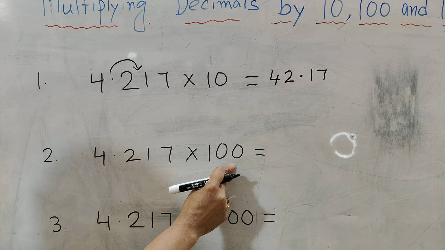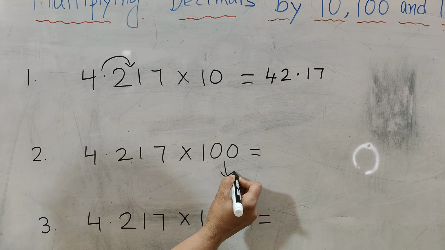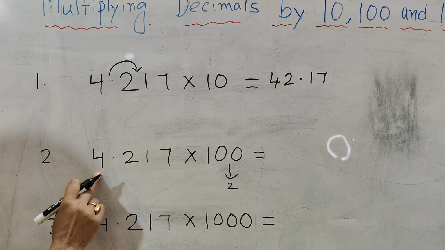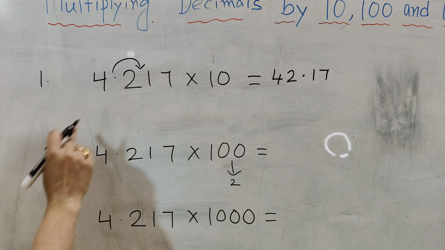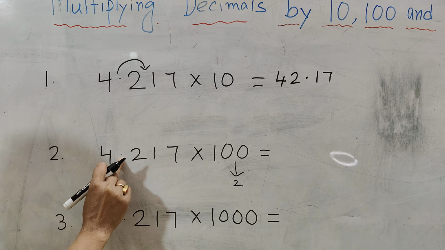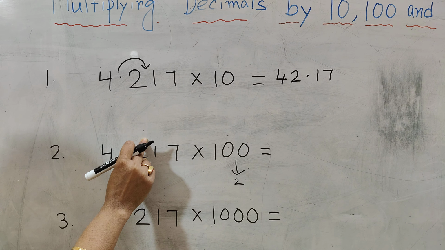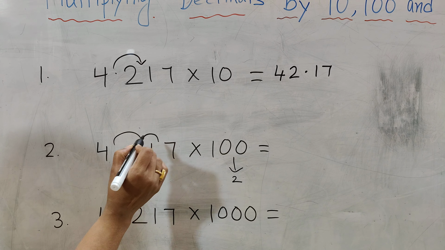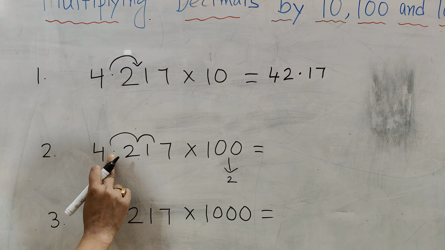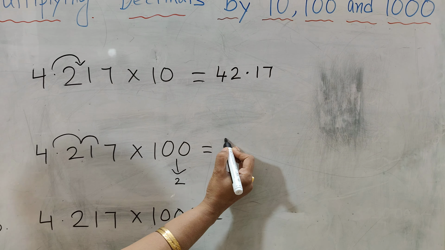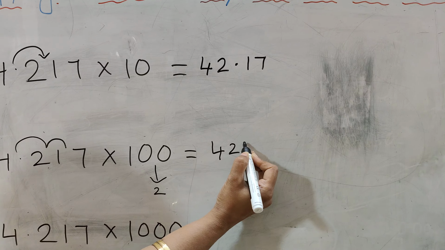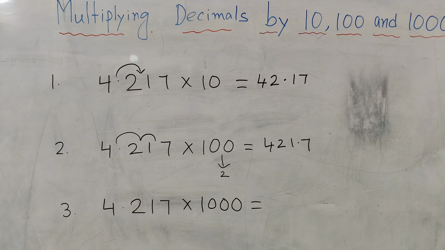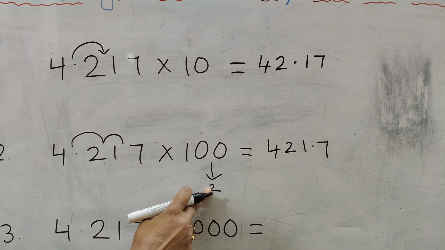4.217 multiplied by 100. So the multiplier has two zeros. How many zeros? Two zeros. So what are we going to do? We are going to shift the decimal point of this decimal number 4.217. We will move the decimal point two places to the right. See, one place, two places. Okay. How many places are we going to move? Two places. So the answer will be 421.7. See, we moved the decimal point two places.